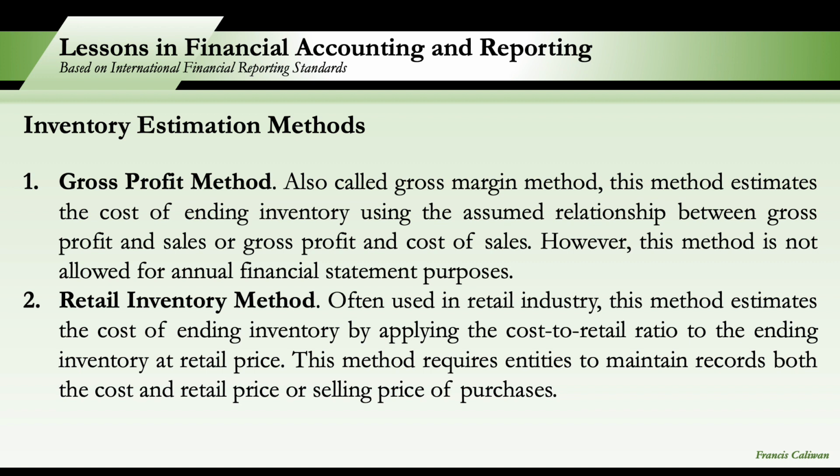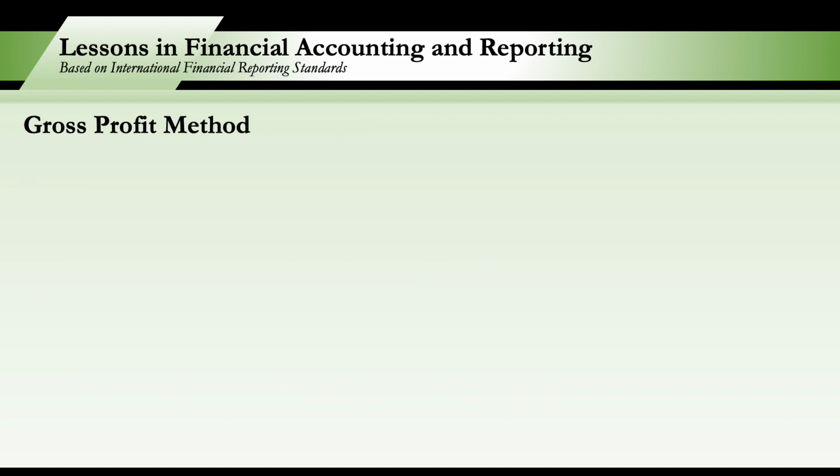Whereas the second one, the retail inventory method, this method is often used in retail industry, and this method estimates the cost of ending inventory by applying the cost to retail ratio to the ending inventory at retail price. So it's between the cost and the retail price or the selling price. This method requires entities to maintain records of both the cost and the retail or the selling price of purchases. So let us discuss first the gross profit method.